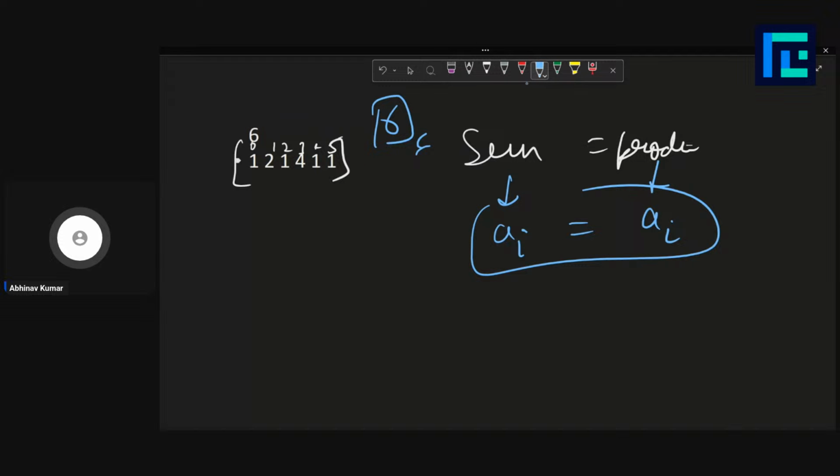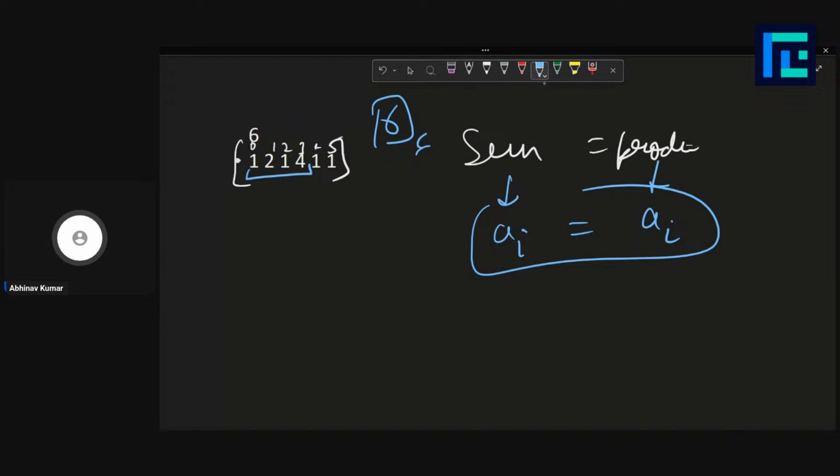If you check for this, the sum is 4, product is also 2 into 1 into 1, it's 2. Again, 4 is not equal to 2. This is not valid. If you check for this particular subarray, sum is 2 plus 1 plus 4, 7, product is 8. 7 not equal to 8. Not valid again. If you check this subarray, sum is 6, product is 4. Not valid. If you check this subarray, sum is 6, product is 4. Not valid.